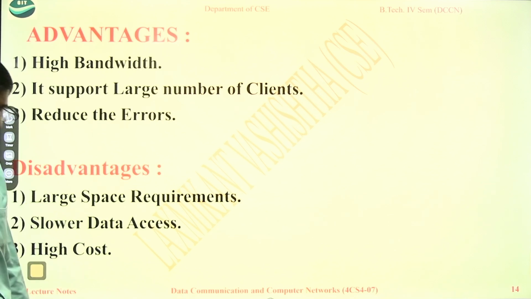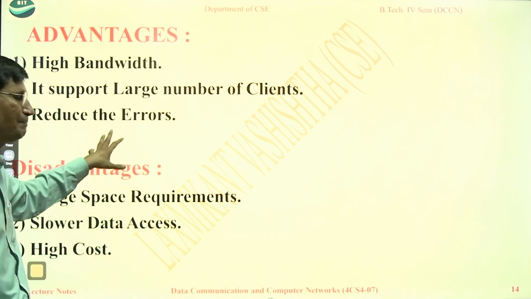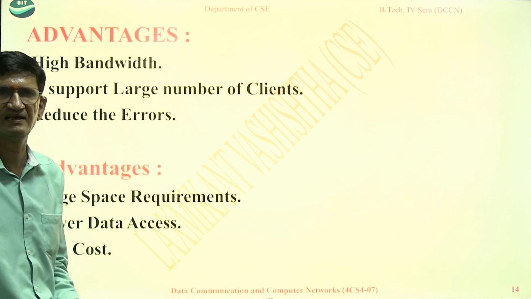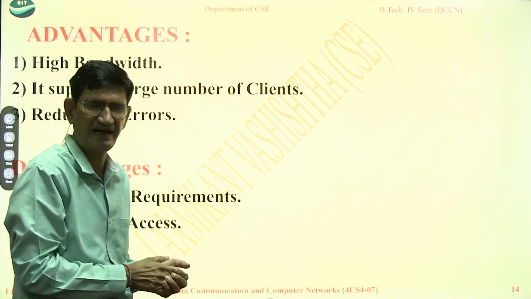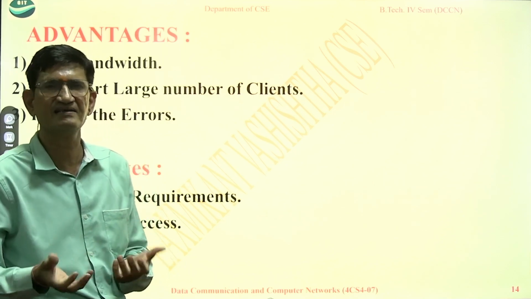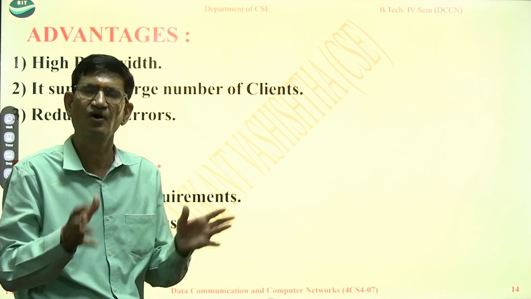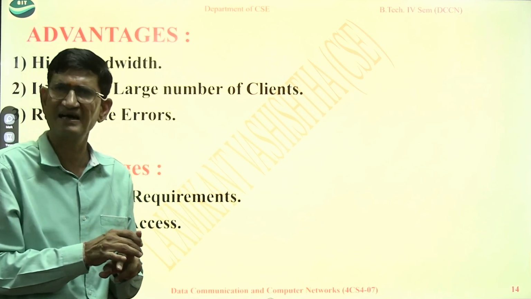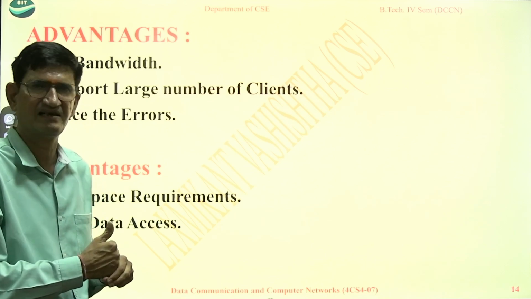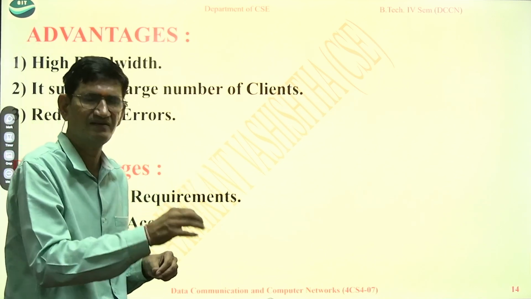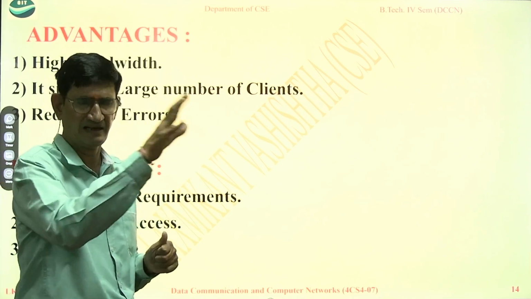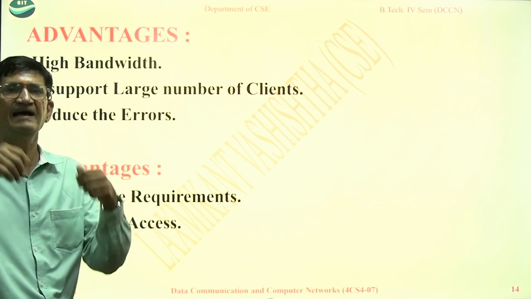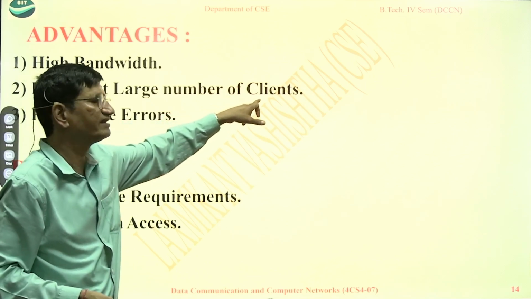Reduced errors. Why? Because there is a single path, and only that particular LAN's information goes on that path. Like our college gate, only I-card students or faculty are able to enter. So the traffic is only related to our GIT family members, students, and faculty. If anyone wants to visit the campus, they have to write in the register whom they want to meet. Then a tag is given, which converts them into a client.